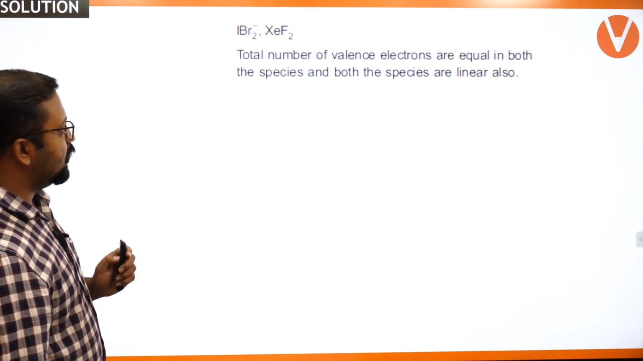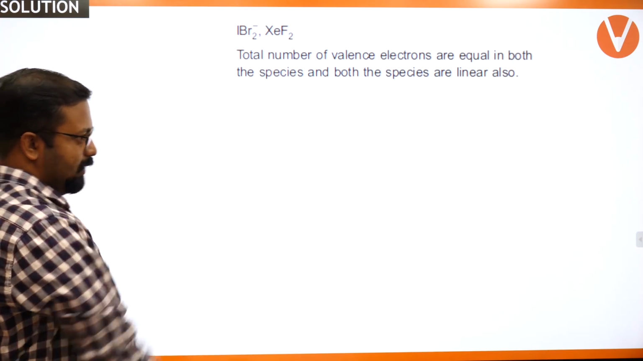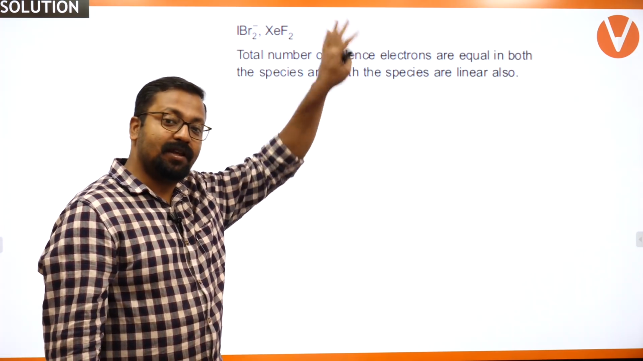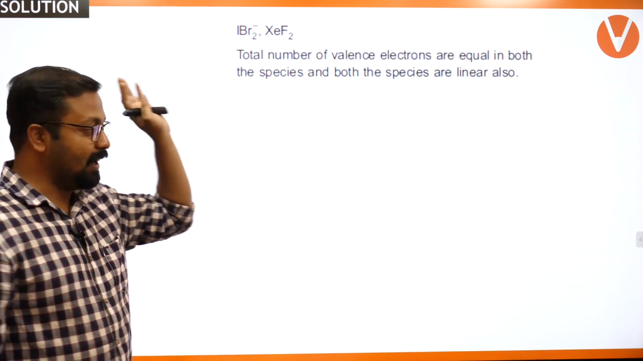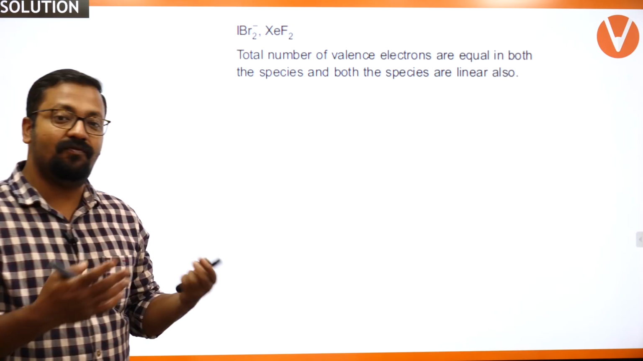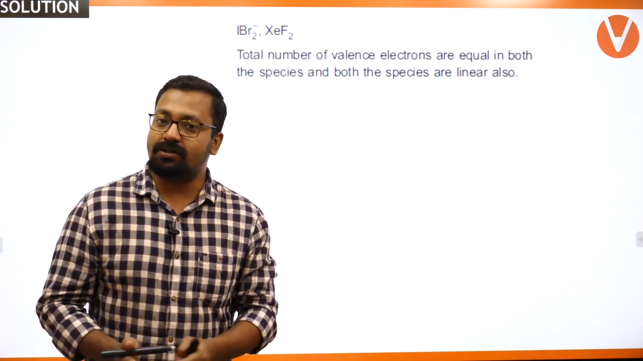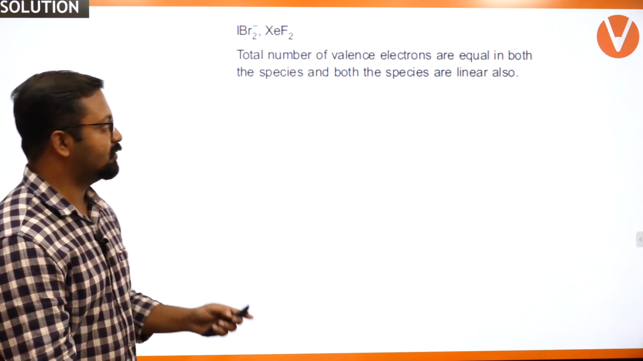Okay, so this is the usual answer key which is given in a lot of questions, but this is not correct. They are not isoelectronic. Though the number of valence electrons could be equal, the question was not about valence electrons.